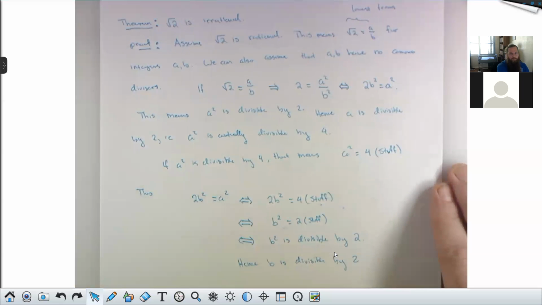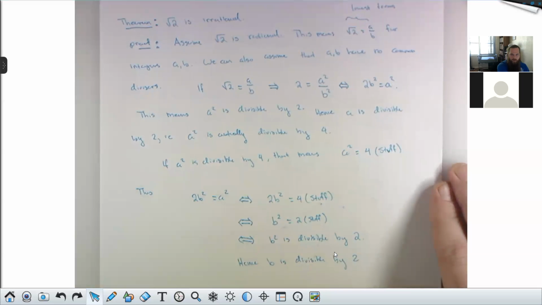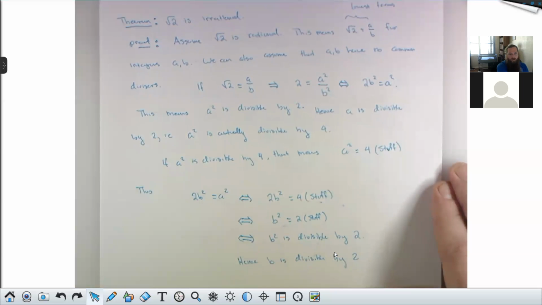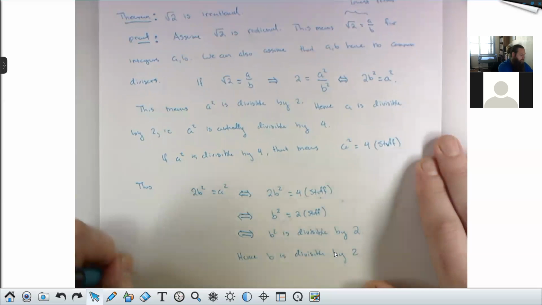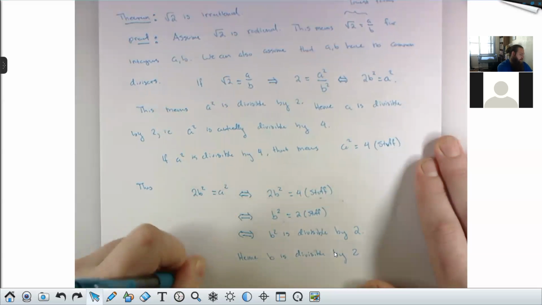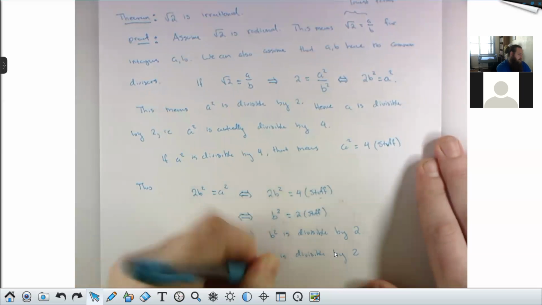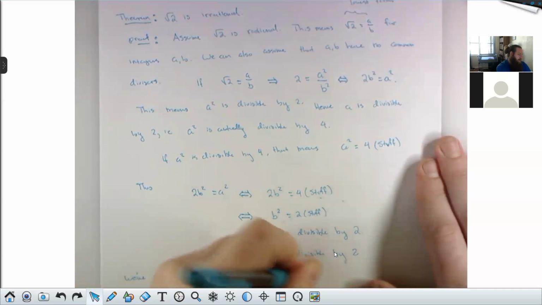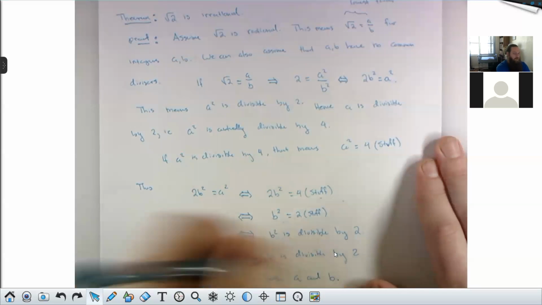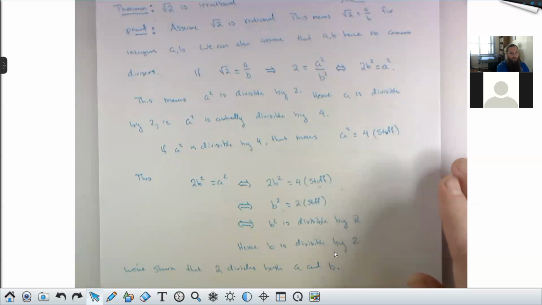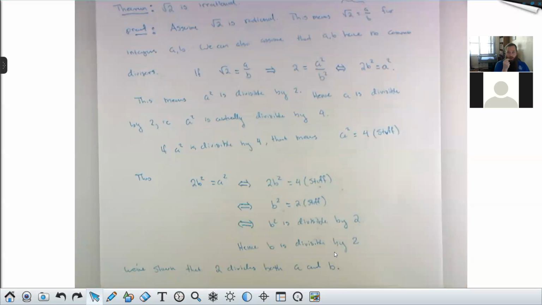And now we're in trouble. So 2 divides a. In fact, 4 divides a squared. 2 divides a. And 2 also divides b. We've shown that 2 divides both a and b. And I claim that we can now declare victory, that we're done. Why?